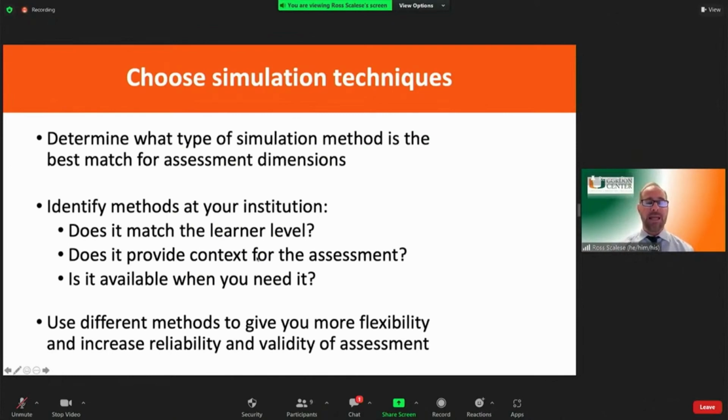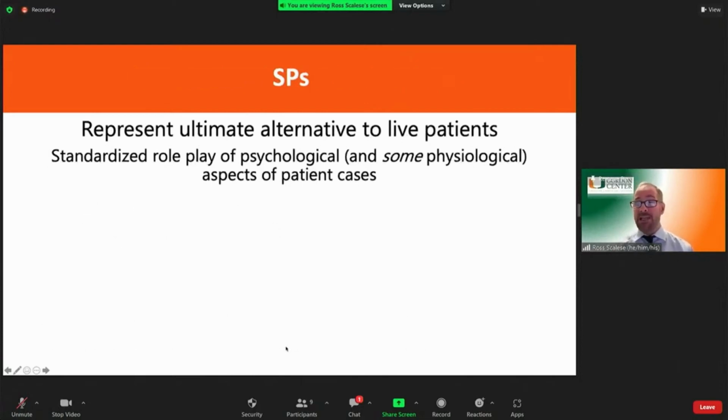Okay. And again, using different methods will give you more flexibility, number one, and also potentially help to increase the reliability and validity of your assessments. Now, very commonly used, including in high stakes settings, have been SPs. And I purposely just put as the title of this slide, just SPs, because what those initials stand for has actually changed. I was pleased to hear the previous speaker said simulated participants. That's kind of the latest preferred use of the term SP.